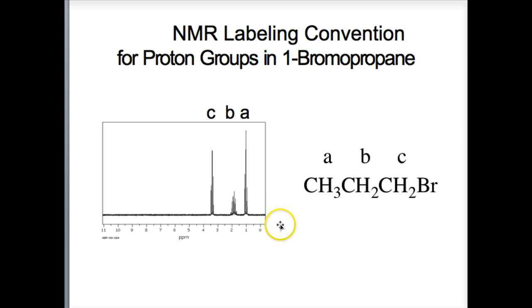So in the molecule, A generates the lowest frequency signal, the least de-shielded, or most shielded, on this side of the molecule. And then C gives the highest frequency, and it is the most de-shielded.